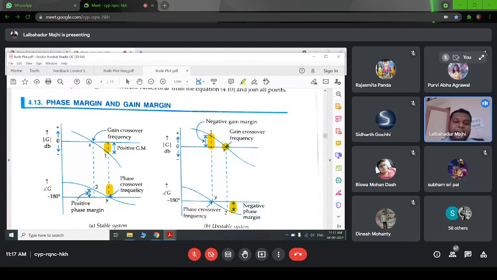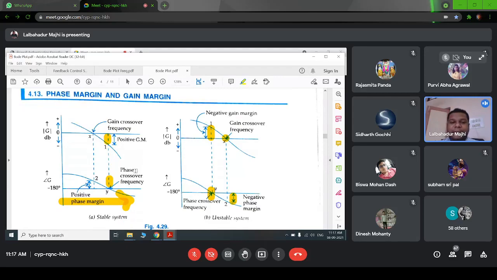If the phase crossover frequency is greater than the gain crossover frequency, at that time we will get positive gain margin and positive phase margin. Clear? Because the frequency will start from this side and go on increasing. So this gain crossover frequency is smaller than the phase crossover frequency. So at that time we will get positive gain margin and positive phase margin. But in this case we can see the phase crossover frequency is less than the gain crossover frequency. So we will get negative gain margin and negative phase margin.